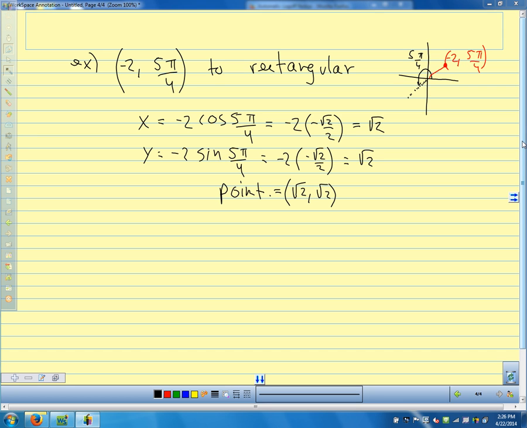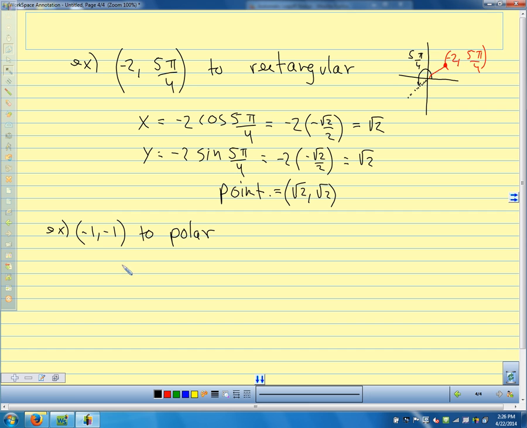All right, we good with that example? Let's go the other direction. Let's say we have the point (-1, -1) to polar. So now we have x and y, and we want to find r and theta.